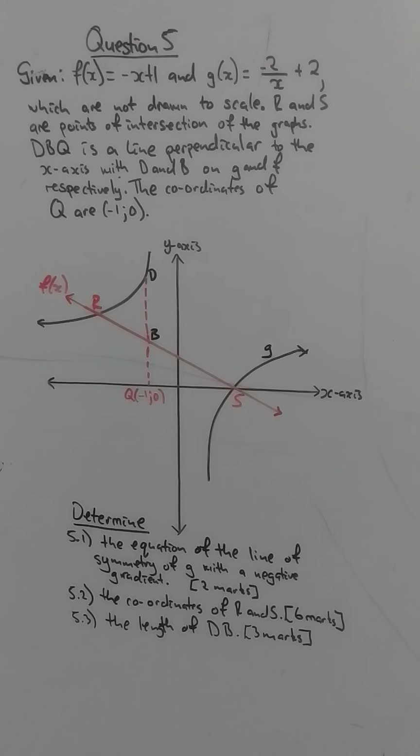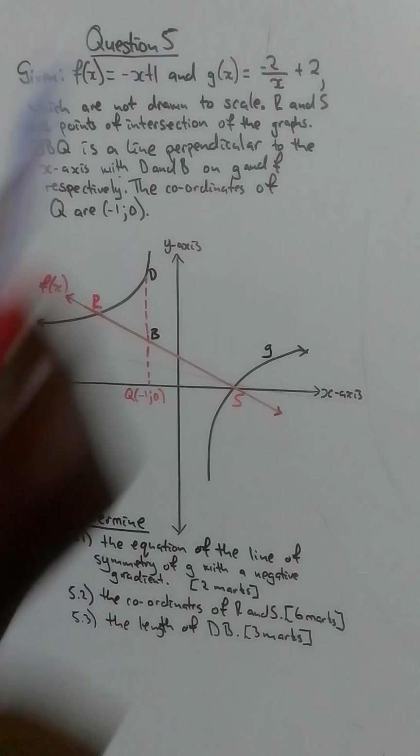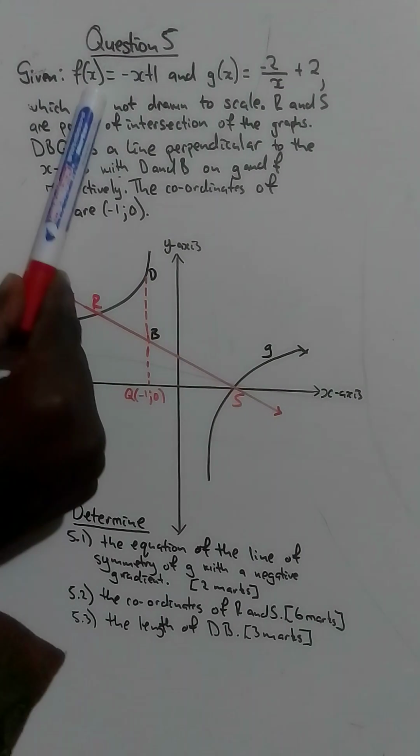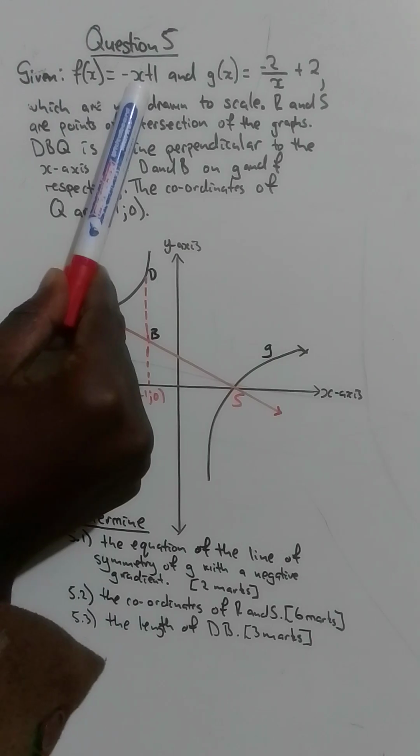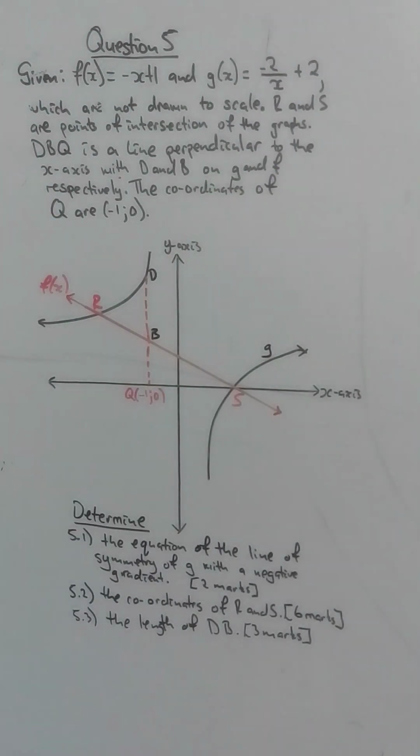All right, this is part 2 of the functions, and this is the final part based on the question paper which was written in KwaZulu-Natal. So let's get started. Here on question 5 we're given f of x is equal to negative x plus 1 and g of x is equal to negative 2 over x plus 2.